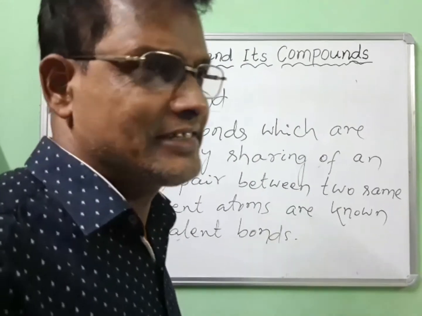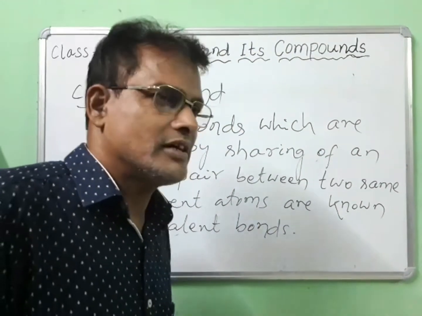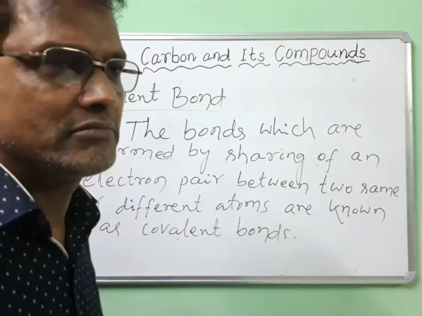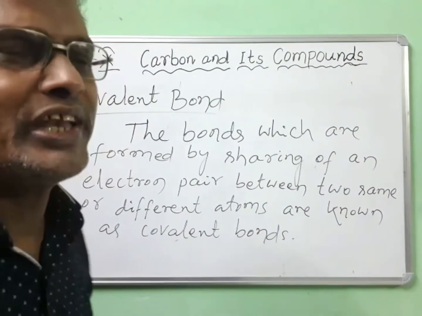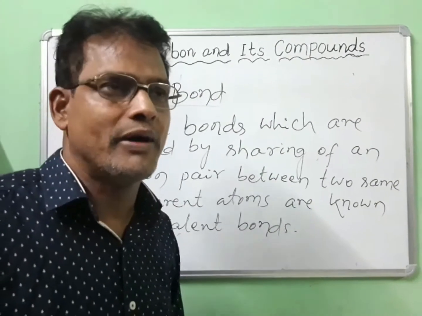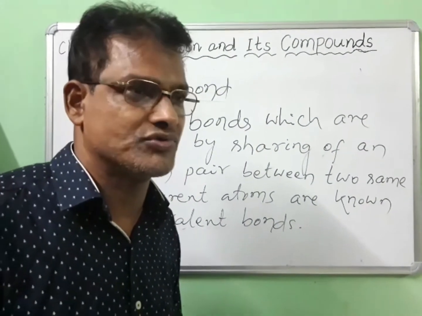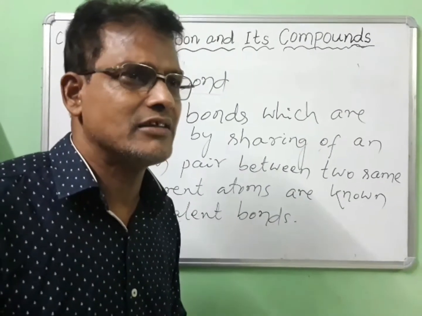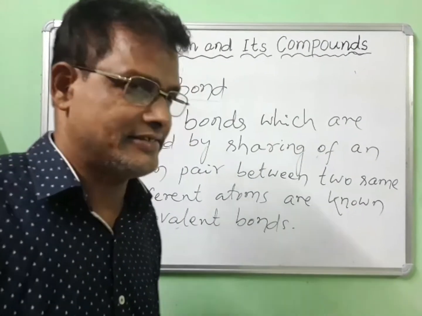So in the next class we will discuss some examples depicting covalent bonding, the difference between covalent compounds and ionic compounds, properties of covalent compounds, and allotropes of carbon. So these we will discuss in the next class.